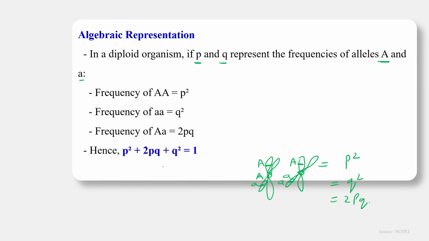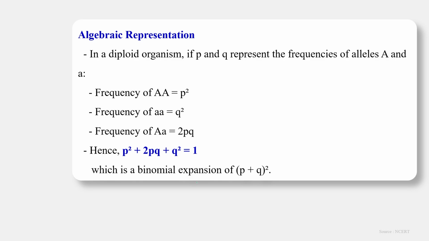And as you know, this is the representation in a binomial theorem, binomial expansion, (p + q) whole square. So p square + 2pq + q square is equal to 1, means the total number of alleles present in an organism is constant. This is the principle which is mathematically proved by Hardy and Weinberg.